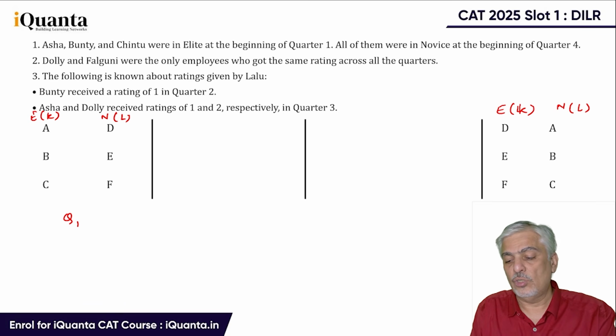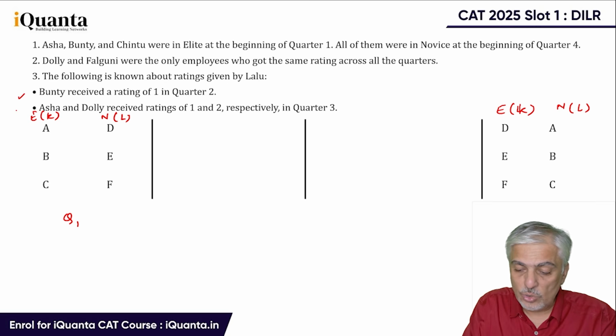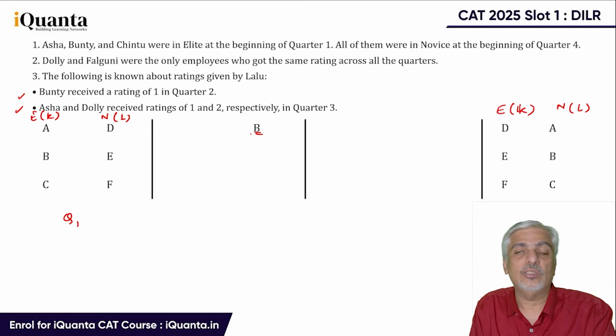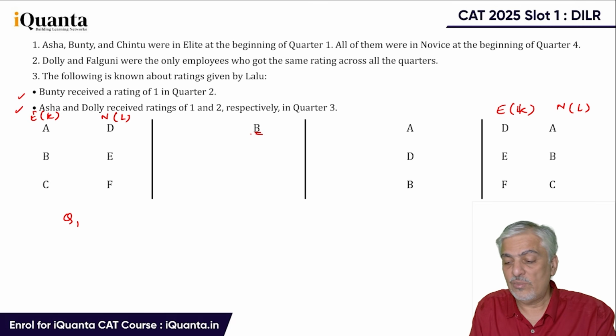Okay, so this will remain same. First line will be my elite team and second line will be my novice team. So based on these 2 points, I am going to try and figure out what all data do I definitely have. Bunty received a rating of 1 in quarter 2. That means Bunty was the first person to be transferred. As soon as I know Bunty is the first person to be transferred, I also know that Bunty got a 1 only in first quarter, because only the person who got lowest will get transferred that side. So that is one part.